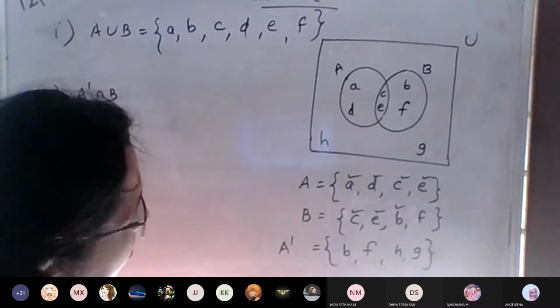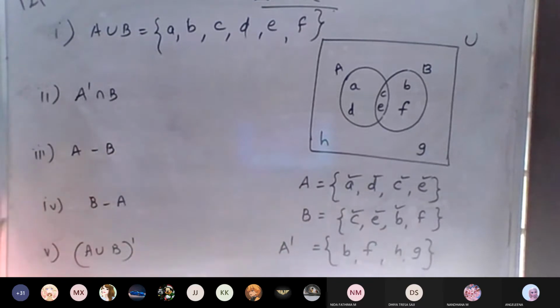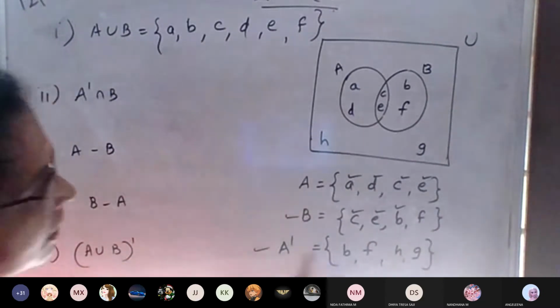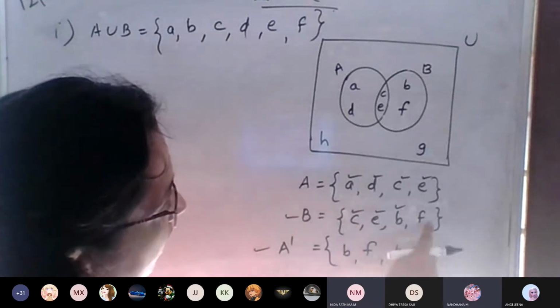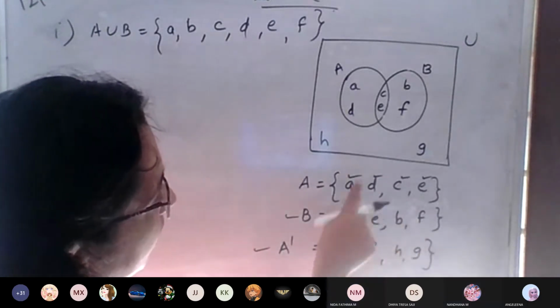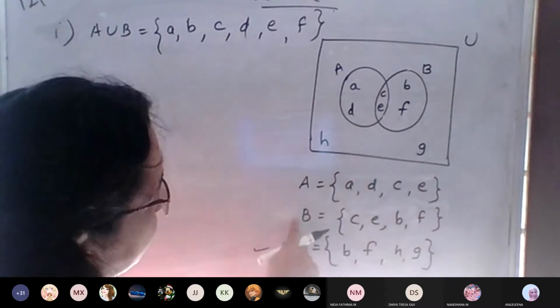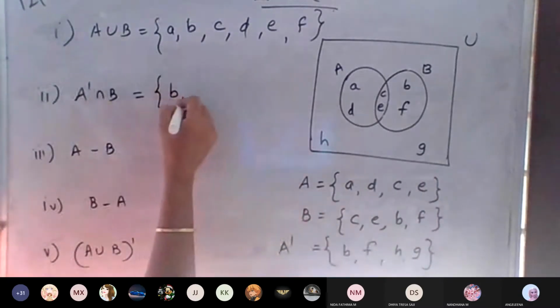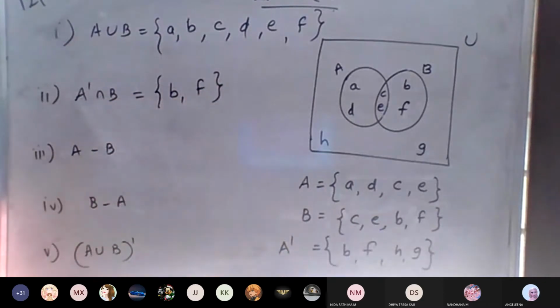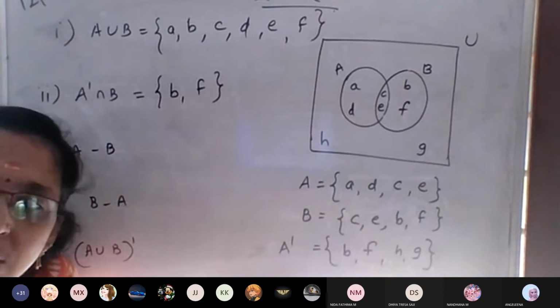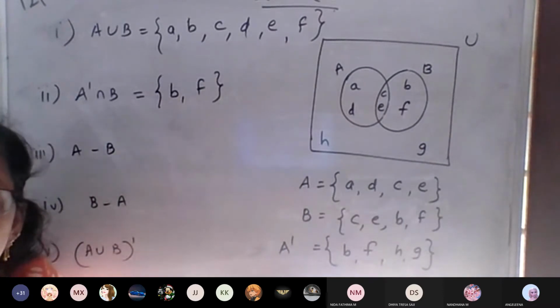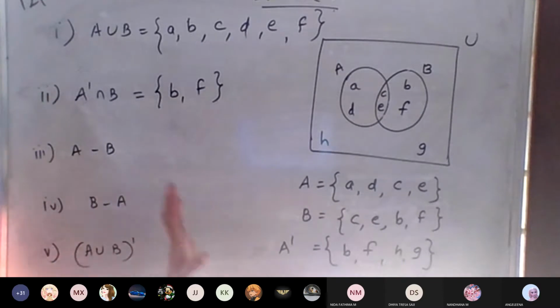That is A complement. So A complement intersection B means which will be the elements? This is A complement and this is B. Intersection means common elements. B and F only, no? Yes, ma'am. Set B, F. Any doubt in this? Easy chapter. If you do this properly, the next question will also be easy. Understood? Want me to explain once again? Is it okay for you? Yes, ma'am.